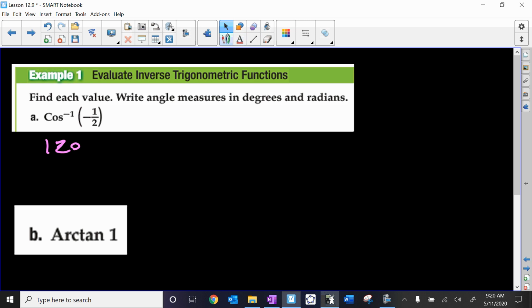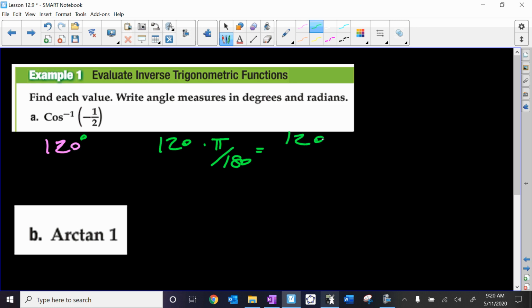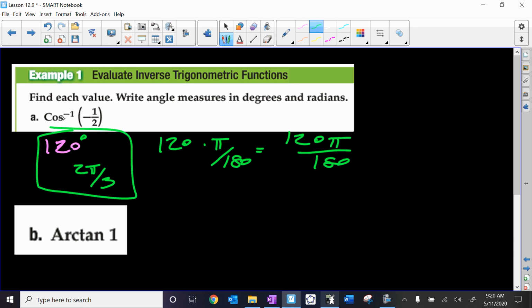If I want to change that to radians, remember, to change to radians, you just take 120 and multiply it by pi over 180, which would get you 120 pi over 180. And we can simplify that to 2 pi over 3. So you are at 120 degrees, or 2 pi over 3.